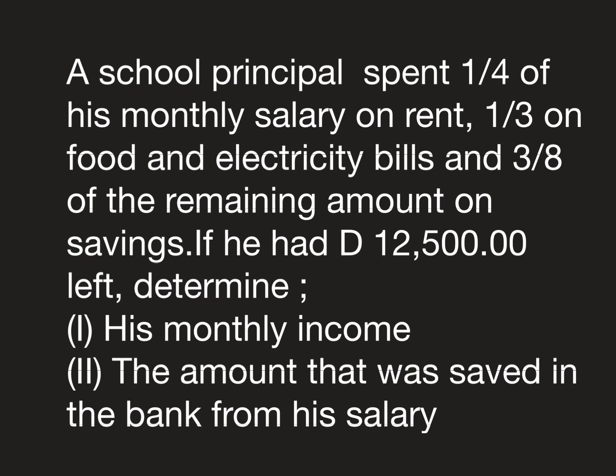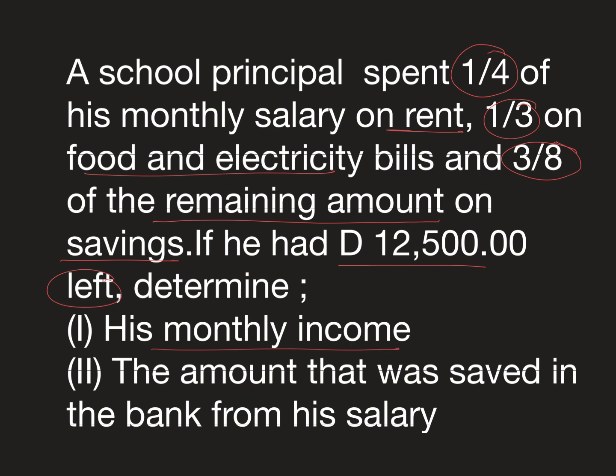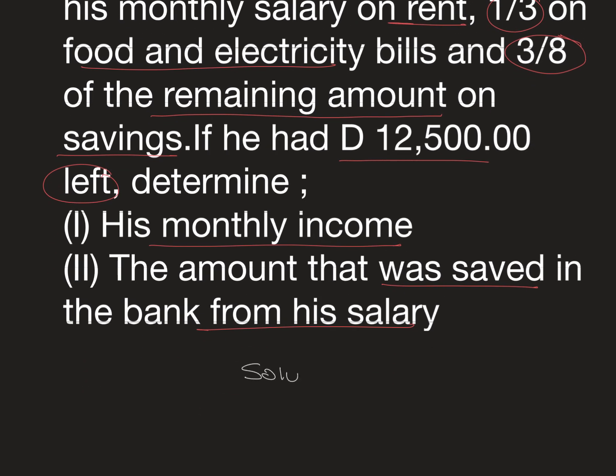Welcome back. We have a word problem here and it reads, a school principal spent 1/4 of his monthly salary on rent, 1/3 on food and electricity bills, and 3/8 of the remaining amount on savings. If he had $12,500 left, determine question 1, his monthly income, question 2, the amount that was saved in the bank from his salary. Solution.